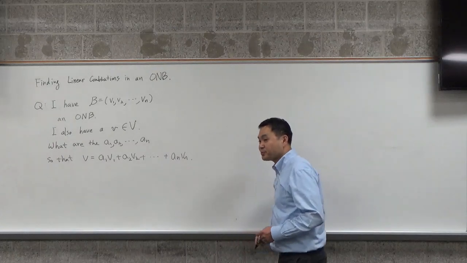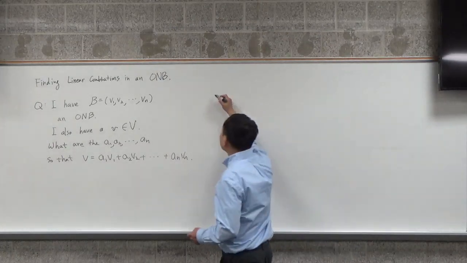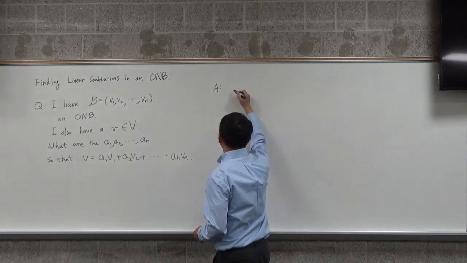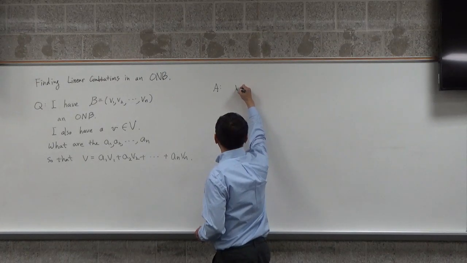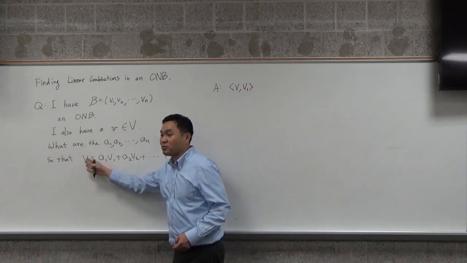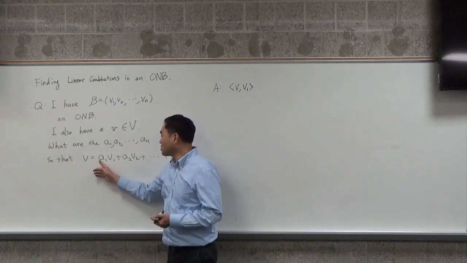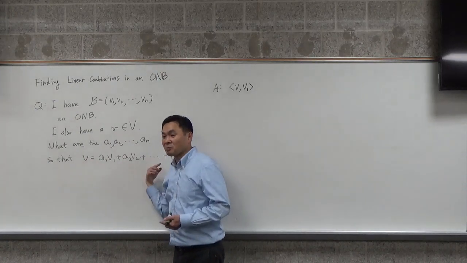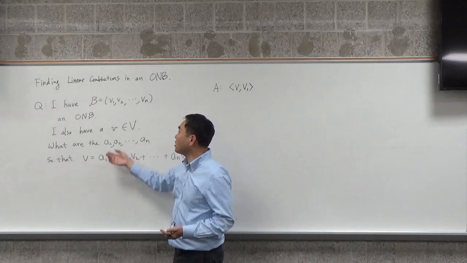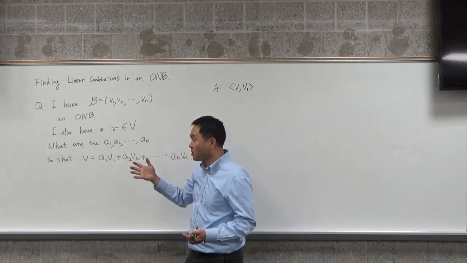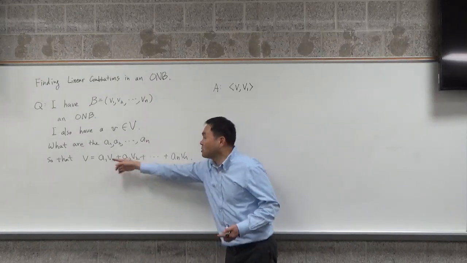That's the question. The answer is simply that you just have to calculate the inner product. So let's see what happens if we assume that we already have this. Assume that there are some coefficients A1 through AN so that V is represented by that. We know that's possible because it's a basis. A basis spans every vector in the vector space, right? So there should be some values here.